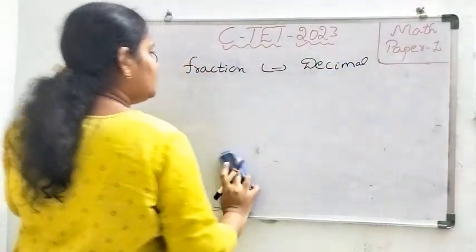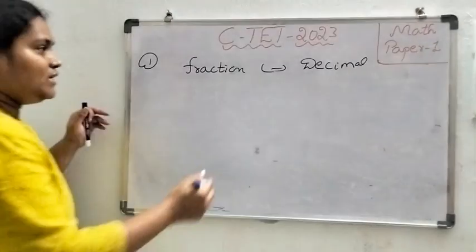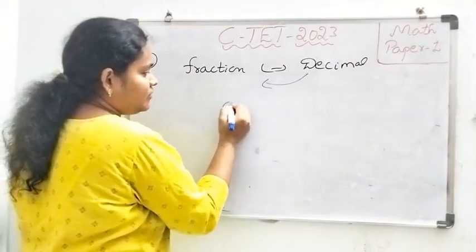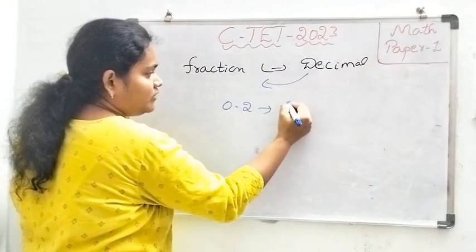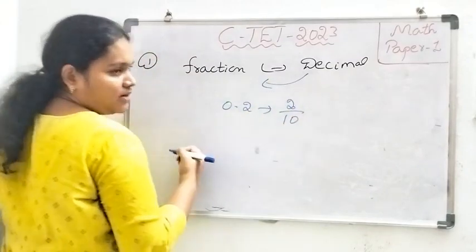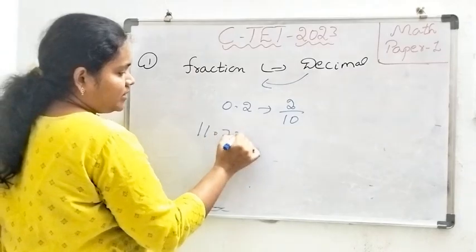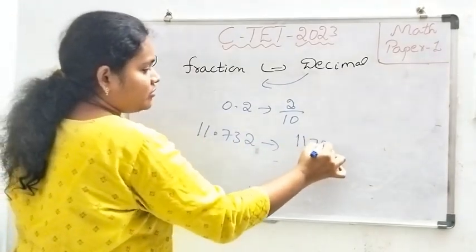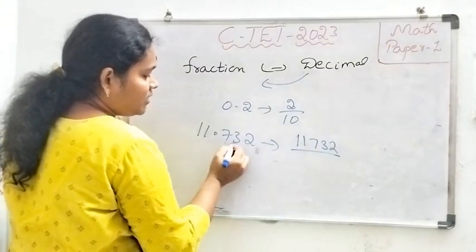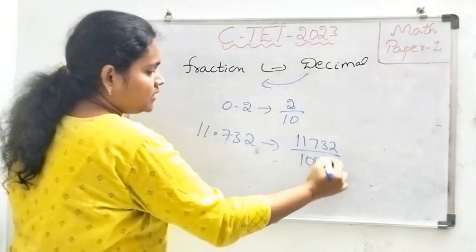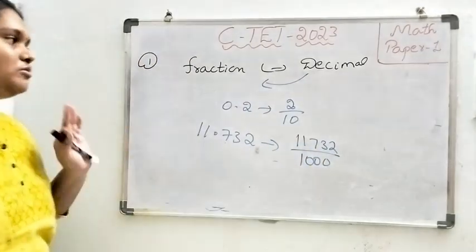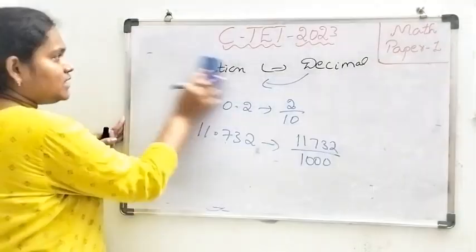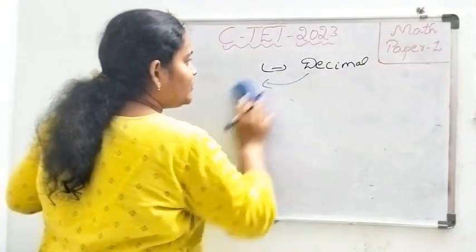Now, fraction to decimal is over. Now, decimal to fraction. Decimal to fraction, if it is in the form 0.2, we already discussed, right? 2 by 10. Like this a number is given. Then again, the same number we should write, and the denominator 1, 2, 3, 3 zeros. So this is simply how to convert a fraction to decimal and decimal to fraction, right?